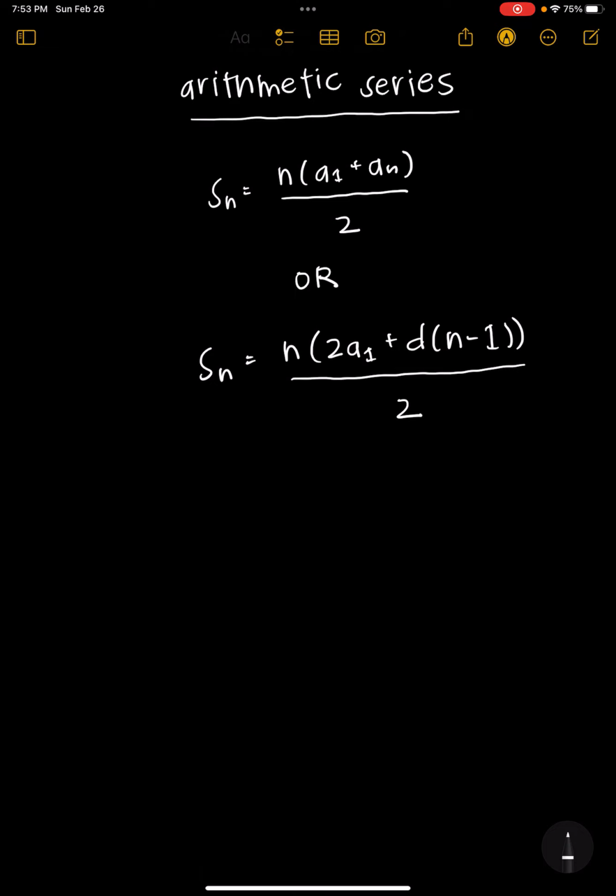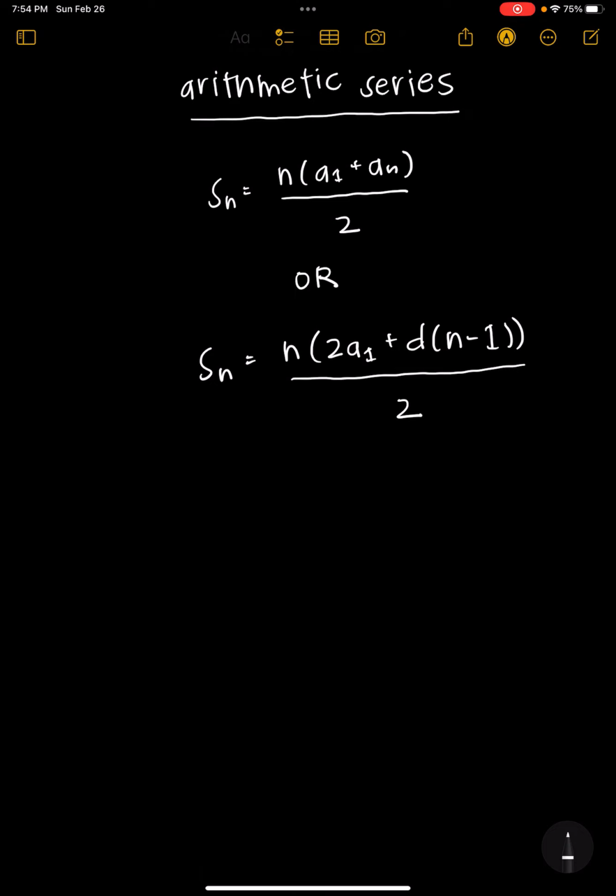There's only so many terms, and so you can actually sum up the series or add all of these terms together and find the total amount of each series. So the way that we can do that is with two different formulas. The first formula is on the top of my page, which is S sub n is equal to n times a1 plus an all divided by 2. Where a1 is your first term, an is your last term, and then n is the number of terms.